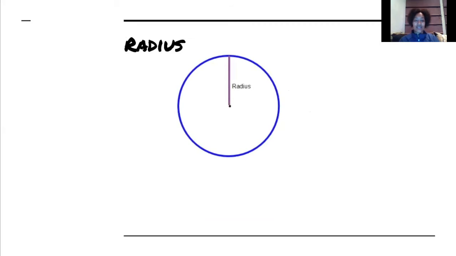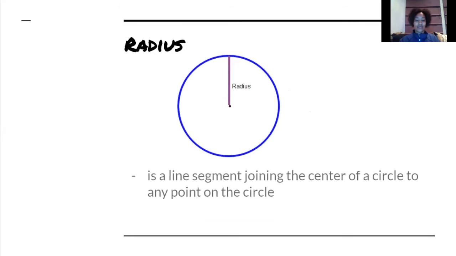Here's the radius. Notice that center point again. And notice that it touches only one point on a circle. The radius is a line segment joining the center of the circle to any point. So the radius starts in the center and it can join any point on the circle, but only one point. All right?